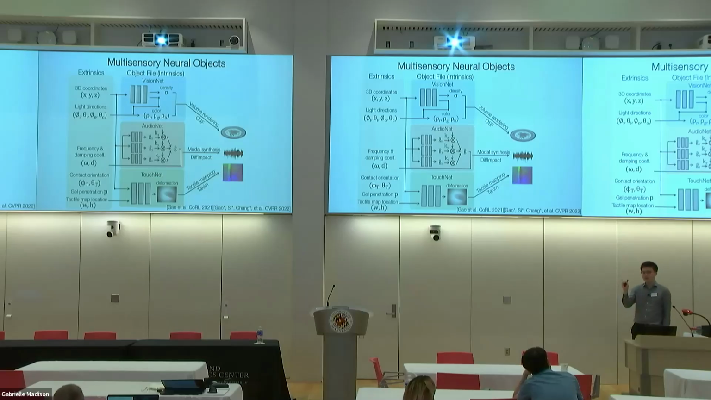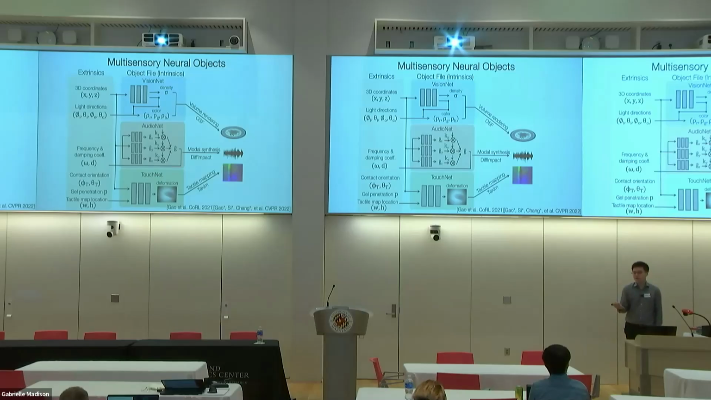For the vision net, I won't go into the details, but the idea is that we model the 3D locations in the object coordinate frame, explicitly model lighting conditions, and also use volume rendering to build an object-centric neural function for the object to represent its appearance.